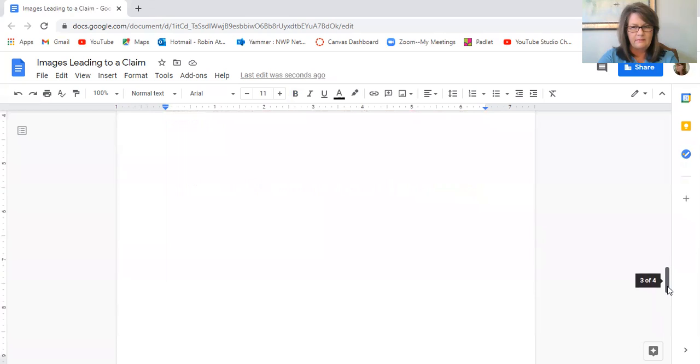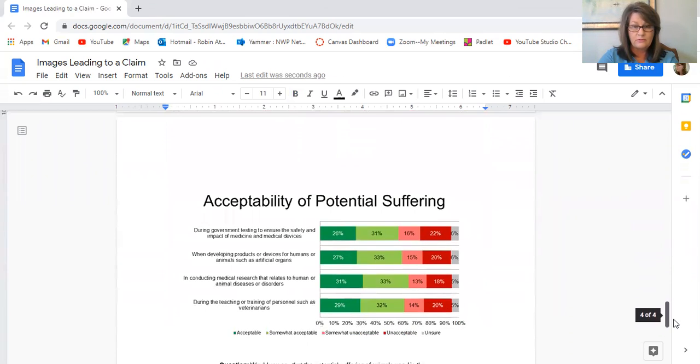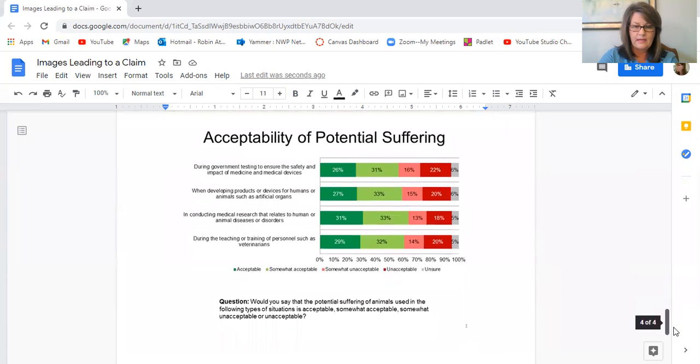So let me now look at image 5, and this image, it's a graph, and there's a question here. Would you say that the potential suffering of animals used in the following types of situations is acceptable, which is green? The lighter green is somewhat acceptable, pink, somewhat unacceptable, red, unacceptable, and then lavender, unsure. So let me look at this image and see if it changes my thinking in any way.